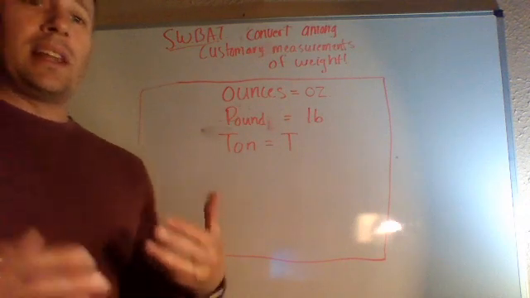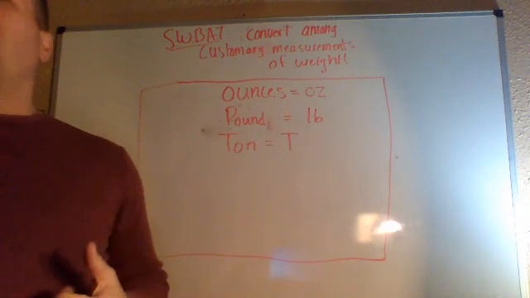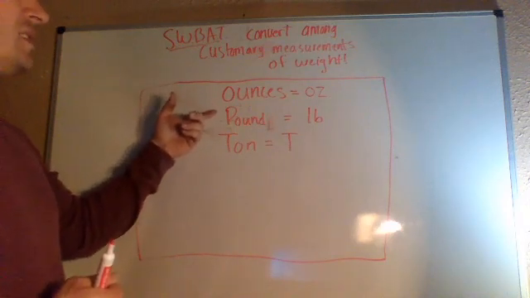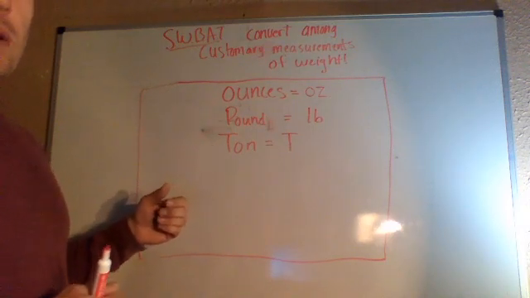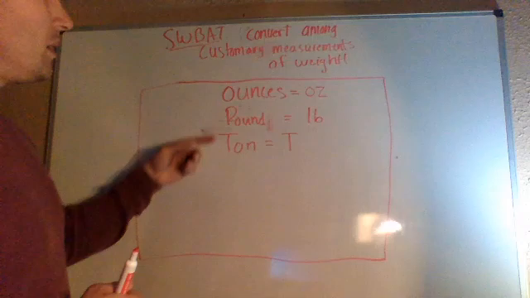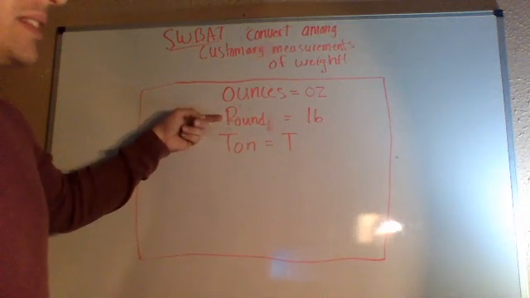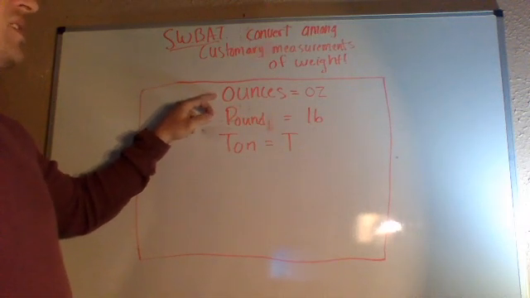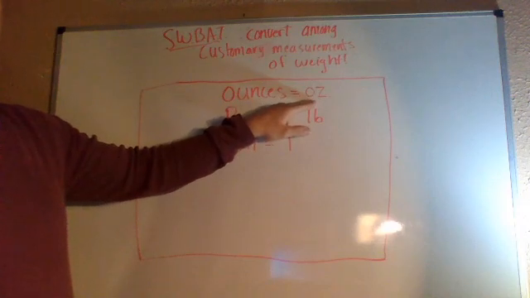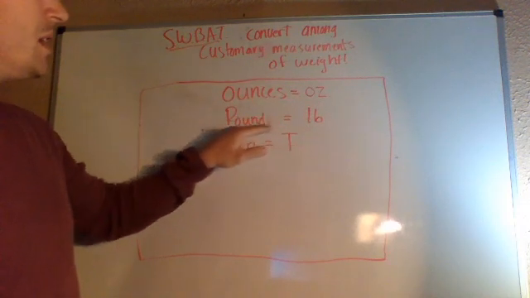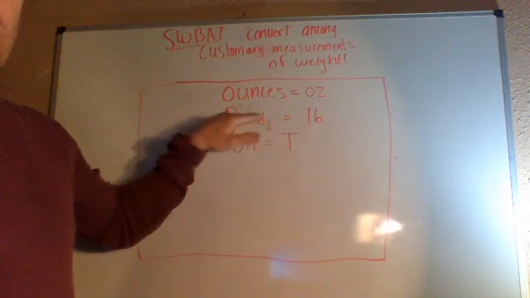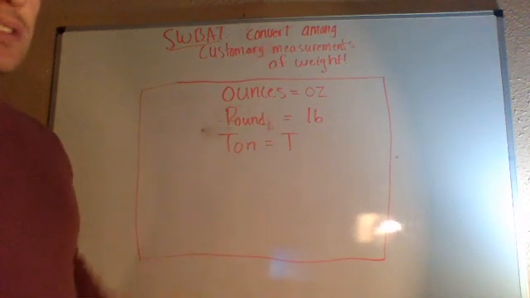Okay, so last time we did grams, but now what we're doing is ounces, pounds, and tons. You should have heard these before. Obviously, pounds, we deal with pounds a lot. Ounces is OZ. So if you see OZ, it means ounce. If you see LB, it means pounds. And if you see a capital T, it means tons.